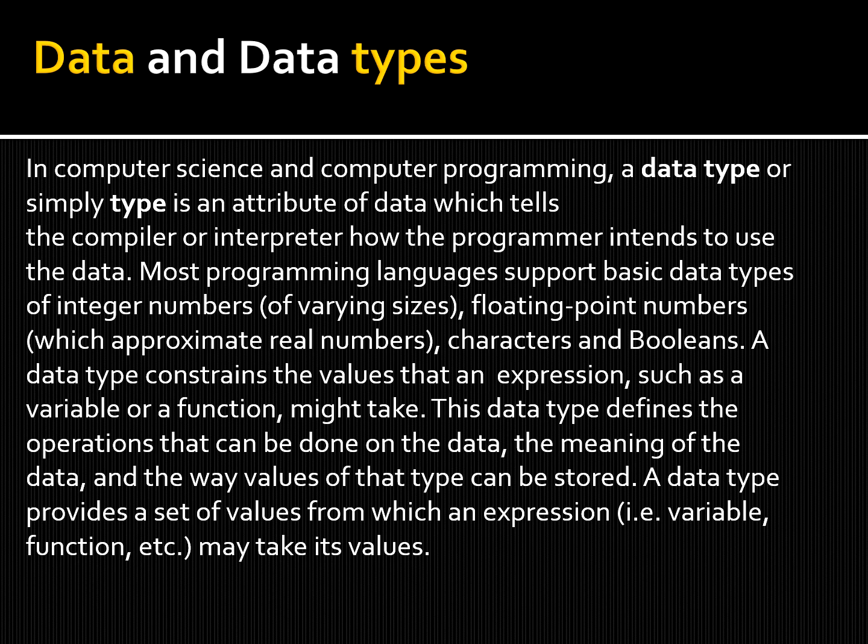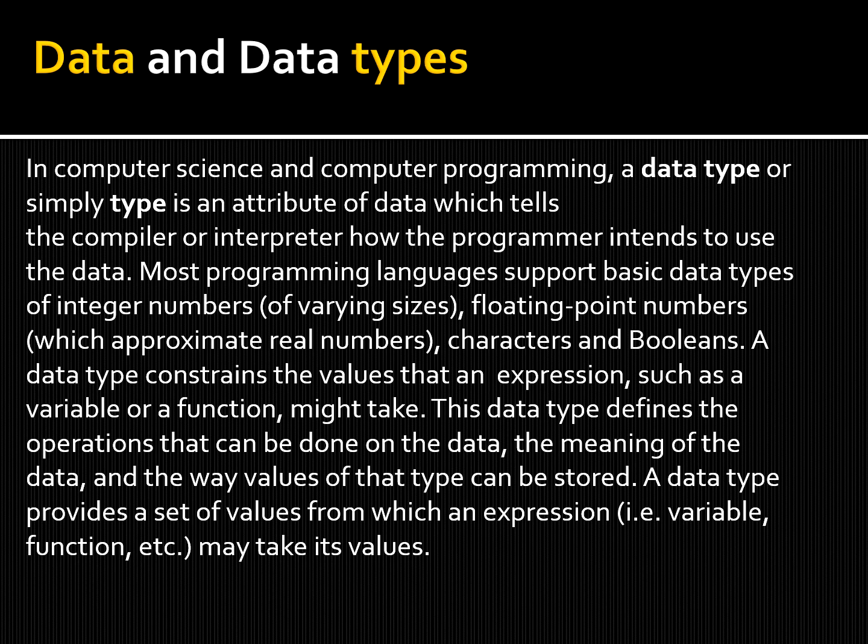So, most programming languages support basic data types of integer numbers of varying sizes, floating point numbers which approximate real numbers, characters, and even booleans. A data type constrains the values that an expression, such as a variable or a function, might take. This data type defines the operations that can be done on the data, the meaning of the data, and the way values of that type can be stored.